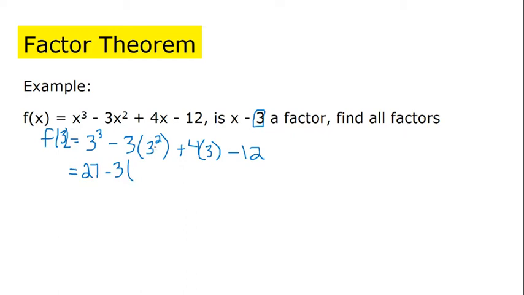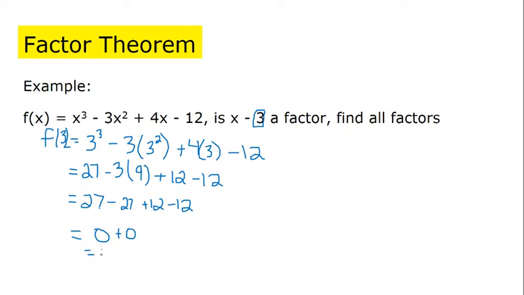Then minus 3. We're going to do our parentheses here first. 3 squared is 9, plus 4 times 3 is 12, and then minus 12 there at the end. So now we still have one more parentheses to finish before we can start adding and subtracting. So we're going to have 27 minus 3 times 9 is 27, plus 12 minus 12. Now if we add and subtract, 27 minus 27 gives us 0, plus 12 minus 12 also gives us 0. So we end up with 0. That means that x minus 3 is a factor.